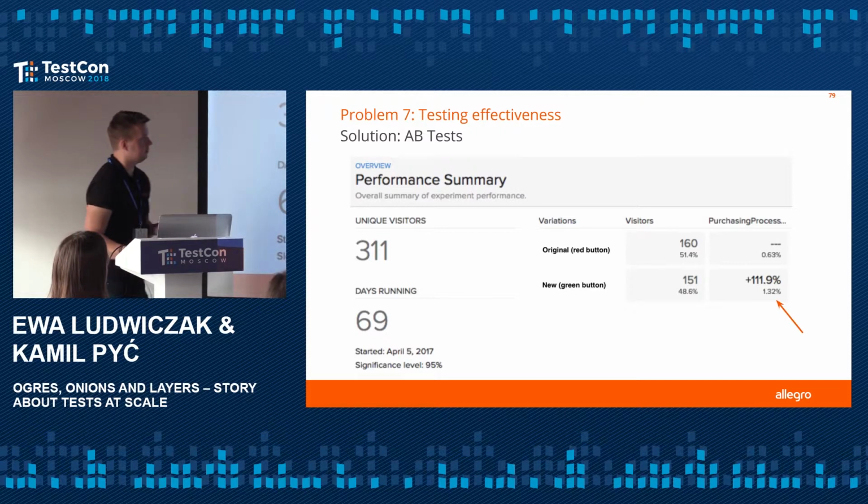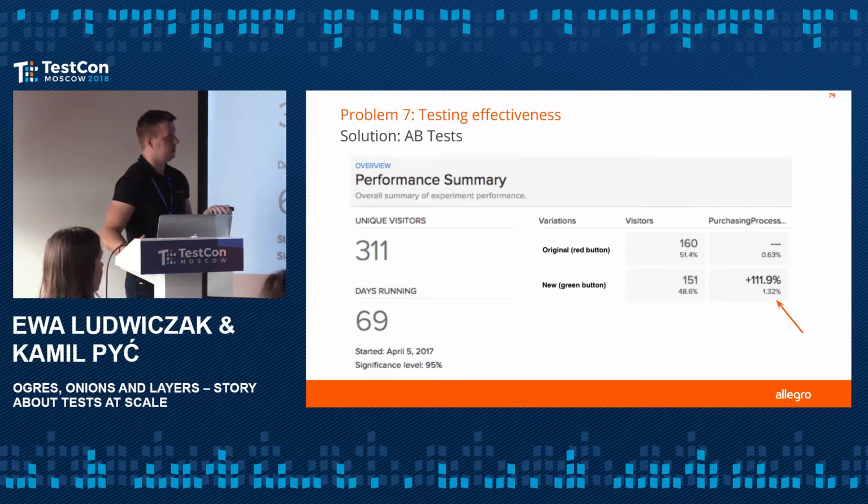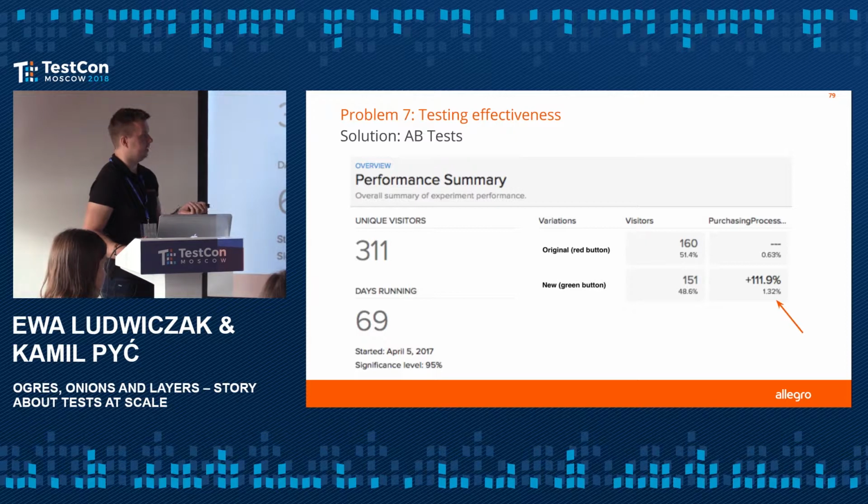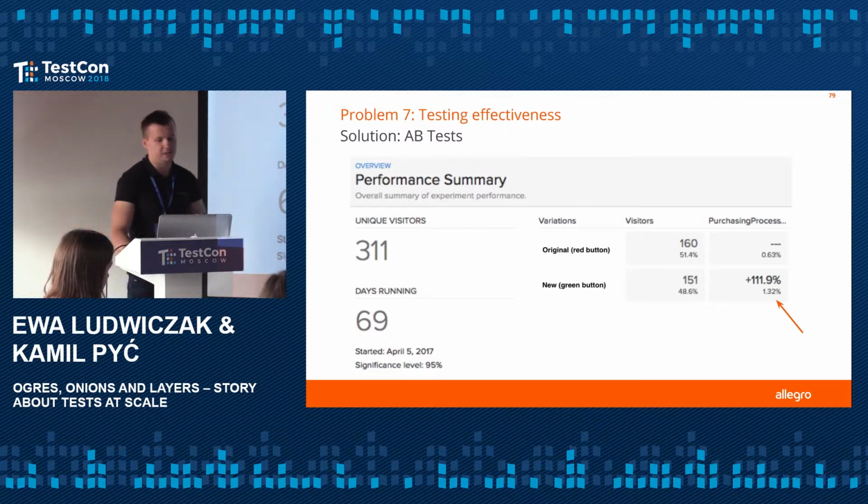And after some time of running tests, you can see the performance summary. In our case, we see the original button, which performs like a normal button without any change, and the new one, the green button, has a lot more purchases. So we now know that the green button is a better option for us. And thanks to all the effort, we can now make decisions based on data, not on our opinion.